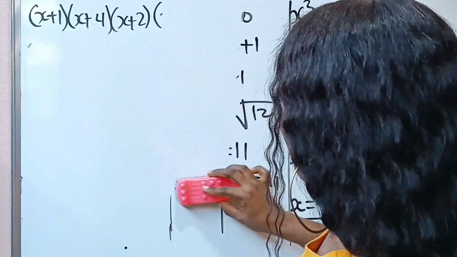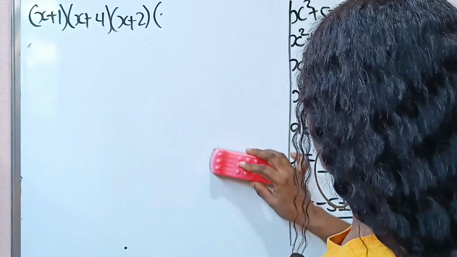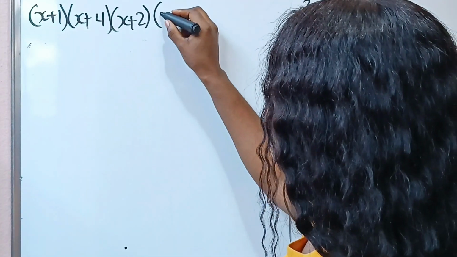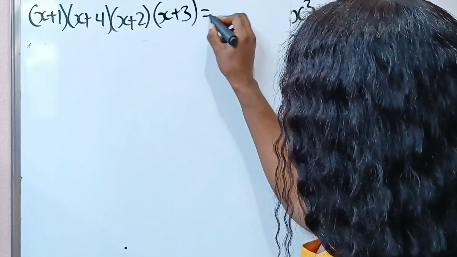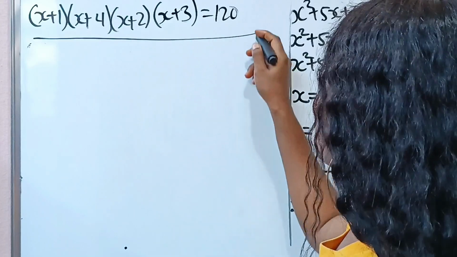Sorry. Now, since I've cleaned this place. Okay, this is x plus 3 is equal to 120. Yeah, so that's the question.